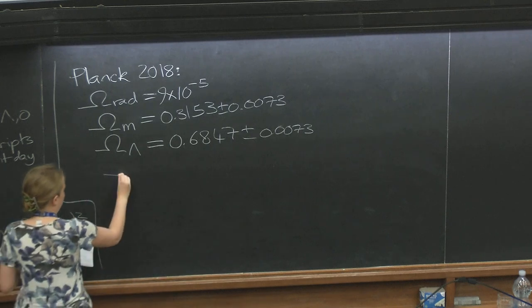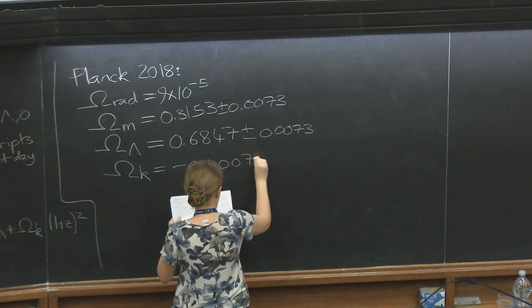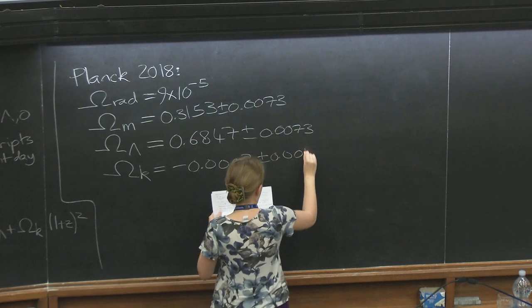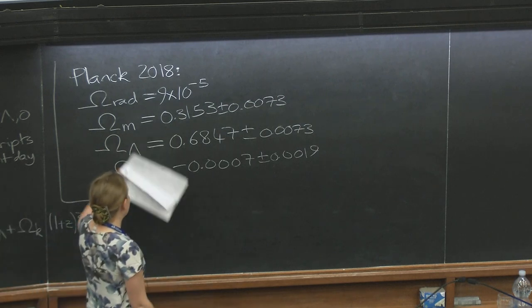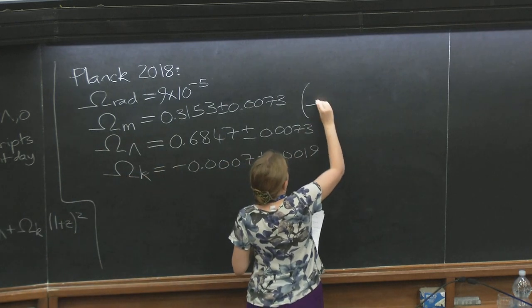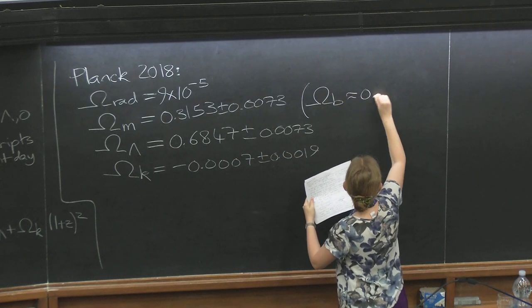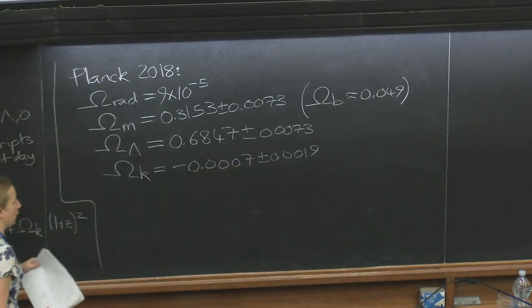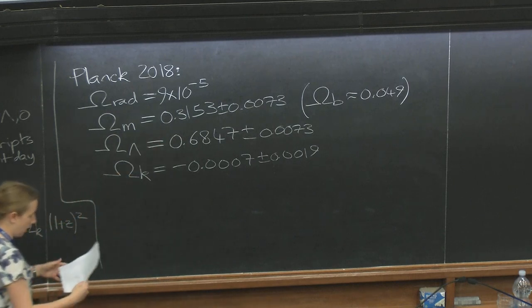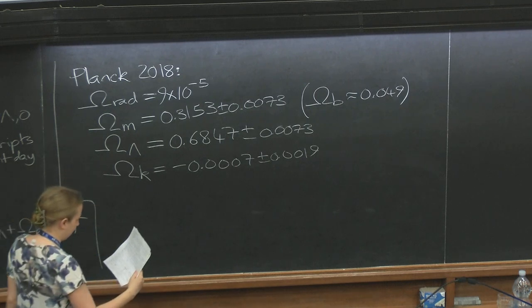The curvature component, we think, is zero. This was the limit in the Planck 2017 paper. So that's our universe. This matter component is mostly dark matter. The baryonic component is about 0.049, so it's about 5% of the total energy density in the universe, and the other 26% or so in this portion we believe is dark matter. And I'll talk a little bit more later about how these measurements are actually done.